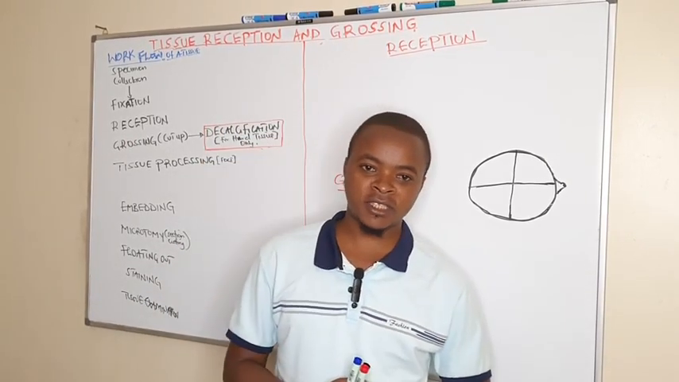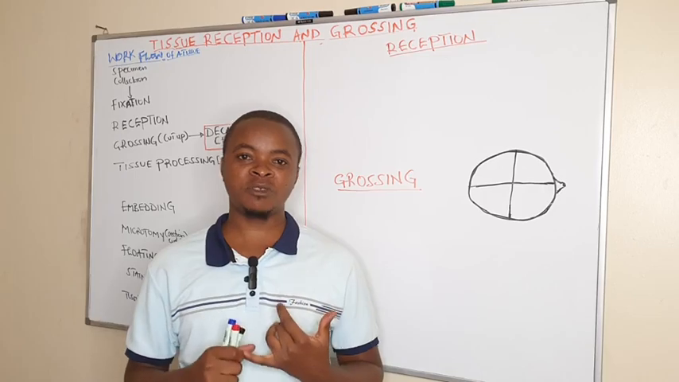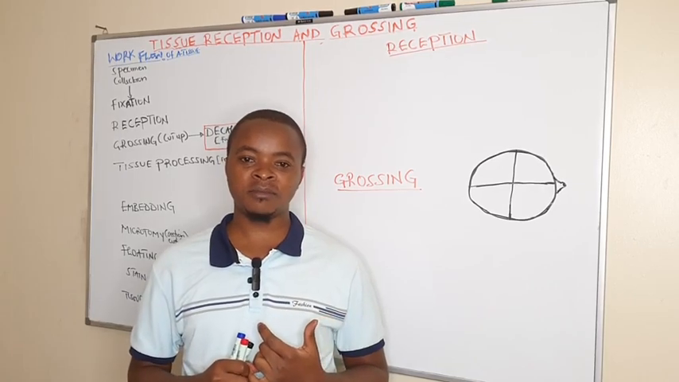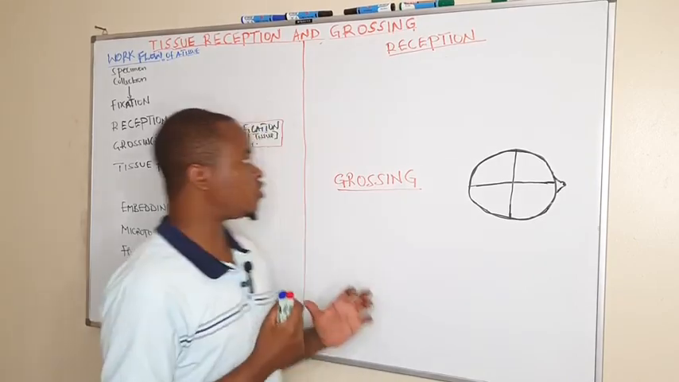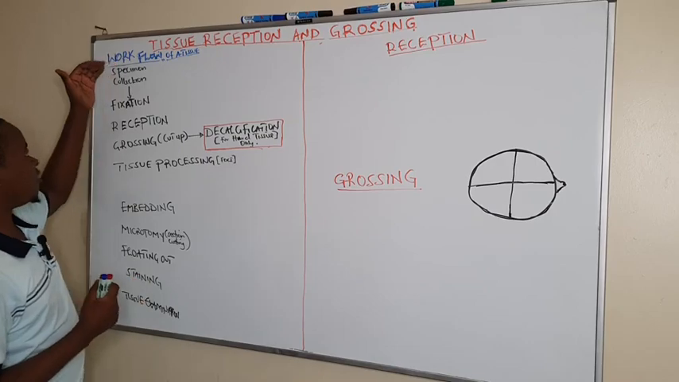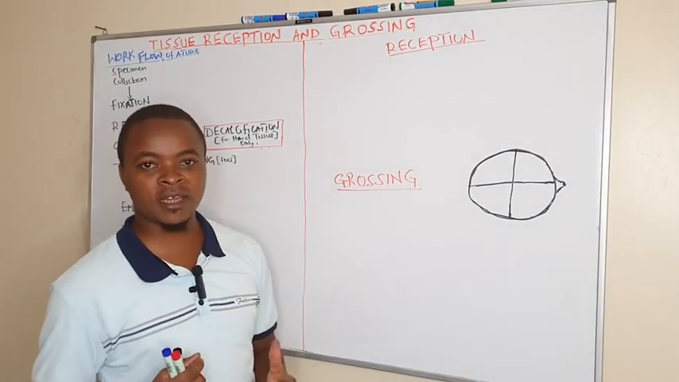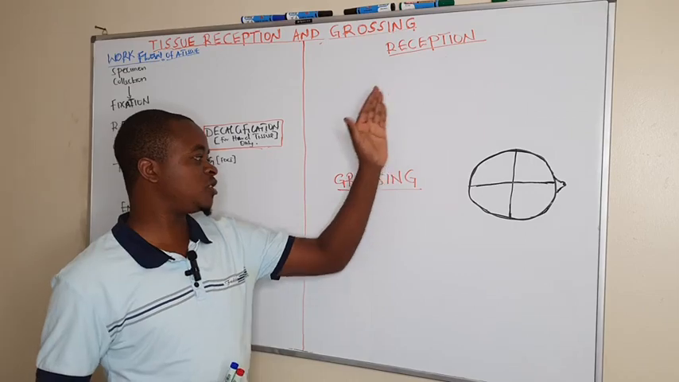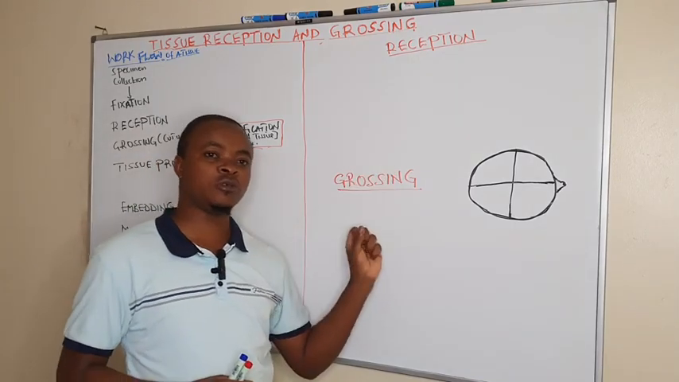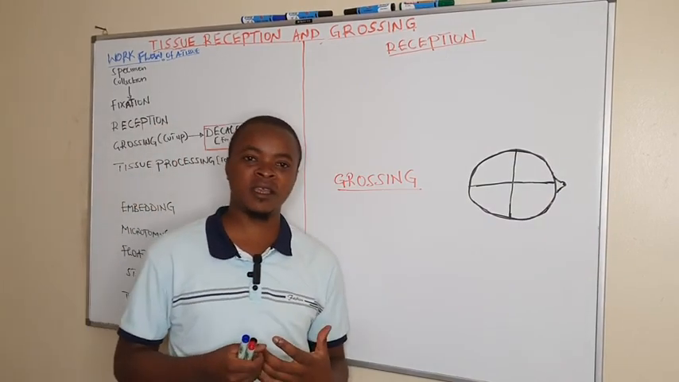In this session, we want to discuss the grossing and reception of the sample in the histology lab. The first thing we are going to introduce is the workflow of the tissue in the histology lab or histopathology lab. Then in this session, we shall discuss tissue reception and tissue grossing. The others we shall keep on discussing in the coming videos.